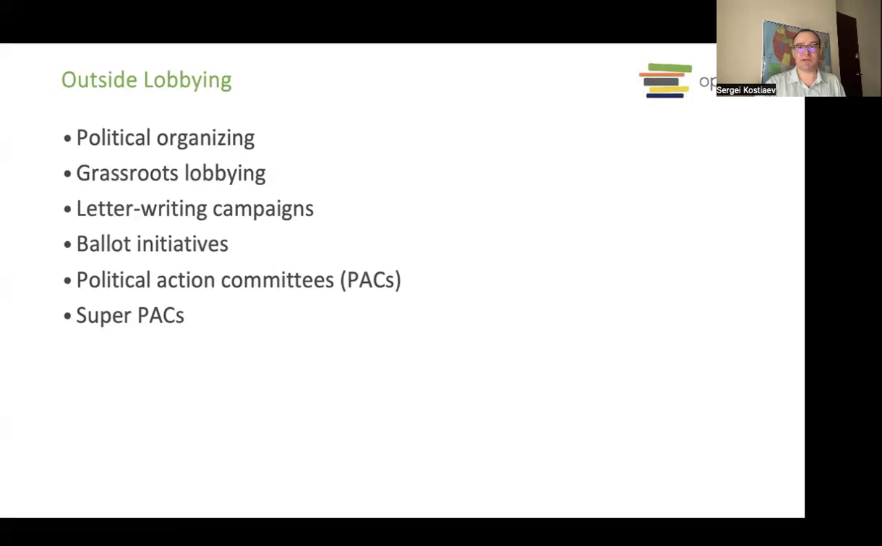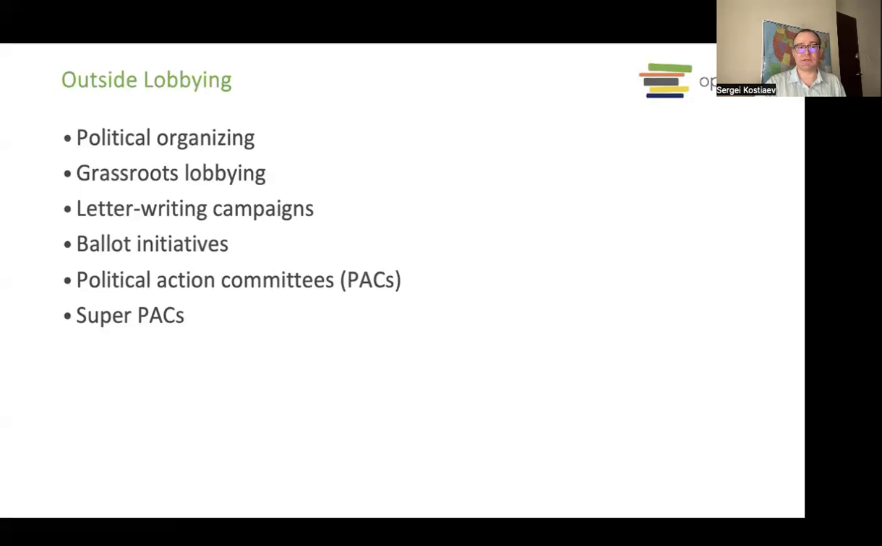Ballot initiatives, direct democracy, when in a bunch of states in America, you can just make a policy change by referendum. But for that, you need a majority during election on that issue. Political action committees, it's a pile of money heavily regulated by a Federal Election Commission. They have rules on how you can spend it, how much you can donate. One of the ways candidates for offices get their money.